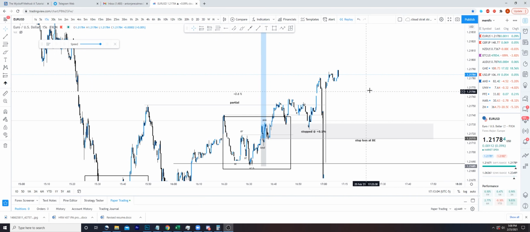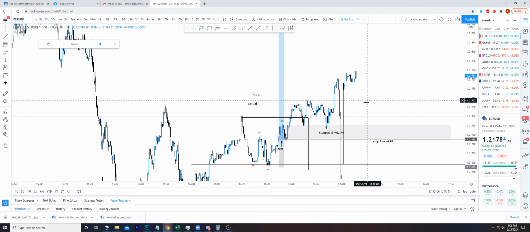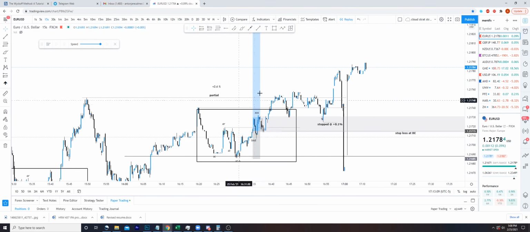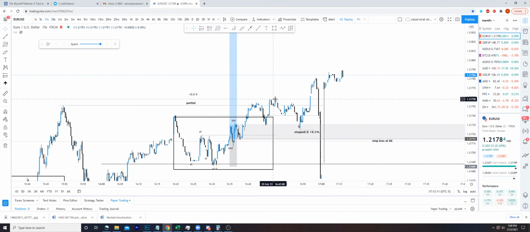Hey, how's it going, guys? So I took a little break, so I'm back right now, and as you can see, we had a new high indeed put in place after this high was put in place, and we were actually correct about that liquidity grab, and since then we made a new high.